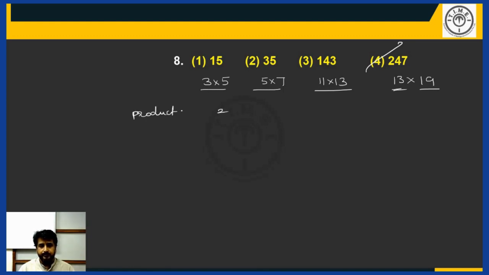Product of two consecutive prime numbers. 13 and 19 are not consecutive prime numbers. That's why it is the odd man out, 247. It is an important logic also. Next.